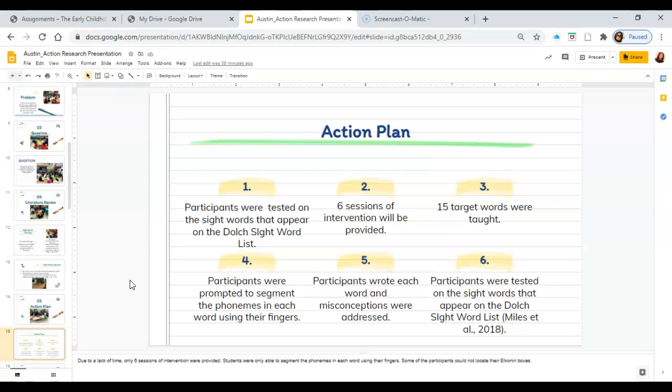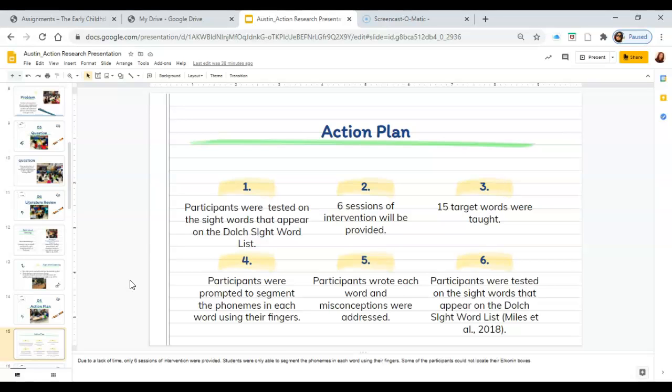All right. And so then once I deemed that they were eligible, I got consent from their parents so that they could participate. They were given informed consent to participate. And then at the beginning of each session, the students would verbally tell me if they wanted to continue with the study. And then the participants were tested on the sight words at the beginning of the study on the Dolch sight word list.